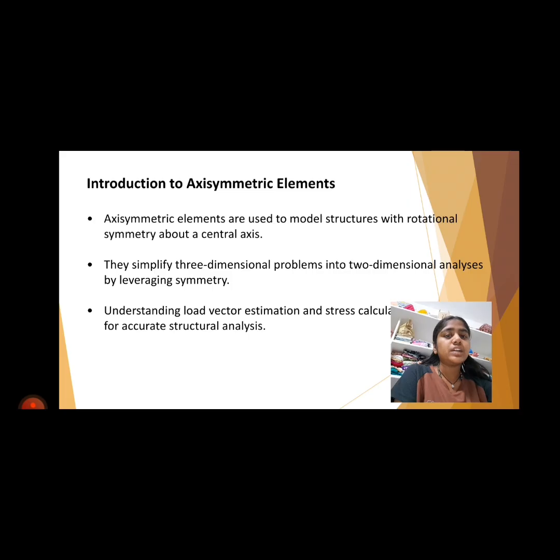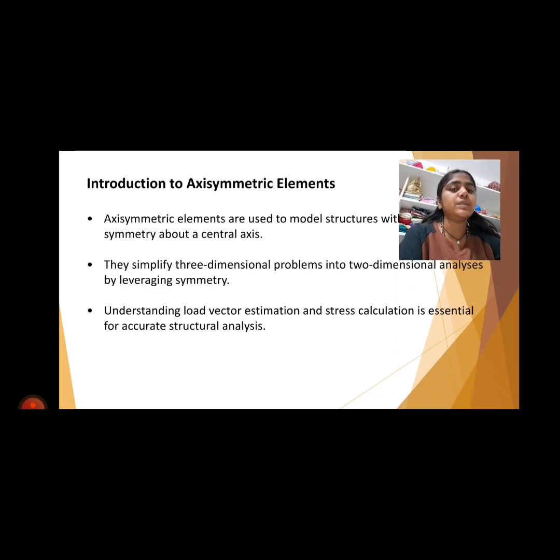Axisymmetric elements are used to model structures with rotational symmetry about a central axis. They simplify three-dimensional problems into two-dimensional analysis by leveraging symmetry. Understanding load vector estimation and stress calculation is essential for accurate structural analysis.